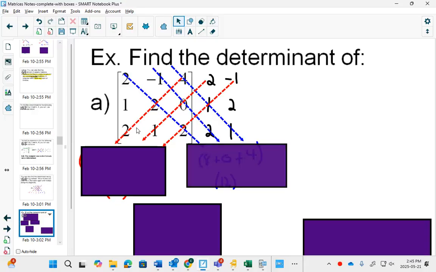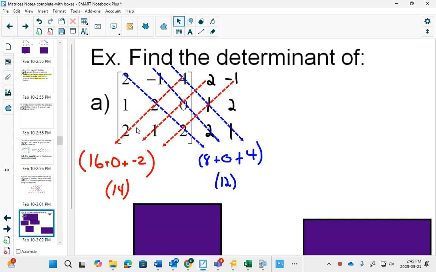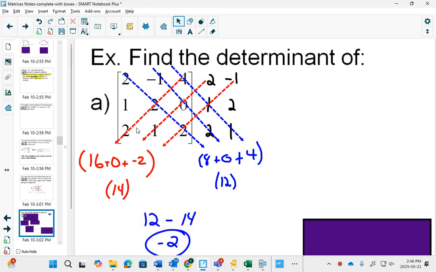2 times 2 times 2, that'll be 8. Oh, I love ones with 0 in it, because when you multiply all 3 of those numbers, you're going to get 0. And then 4 times 1 times 1 is 4. Adding those all up, you get 12 in that set of brackets. On the red side, you'd have 16 plus 0 and a negative 2. That adds up to 14. Then you do your 12 minus your 14. This one would have a determinant of negative 2.